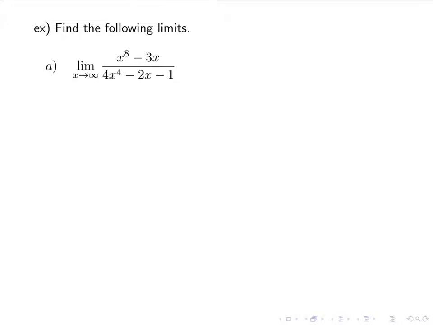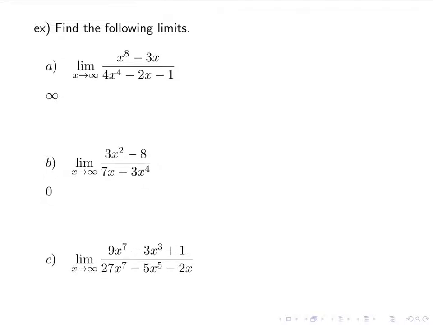The first one, the limit as x goes to infinity of x to the 8th minus 3x over 4x to the 4th minus 2x minus 1. So the degree of the top is 8. The degree of the bottom is 4. 8 is bigger than 4, so the degree on the top is larger, so the limit is infinity. For b, we've got 3x squared minus 8 over 7x minus 3x to the 4th. The degree of the top is 2. The degree of the bottom is 4, so the degree of the bottom is larger, so the limit is 0.